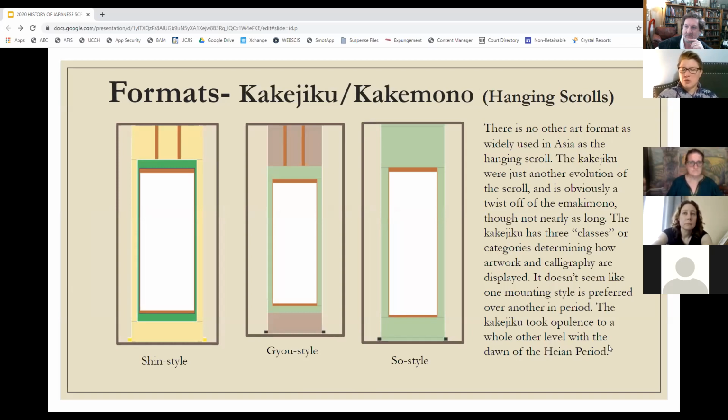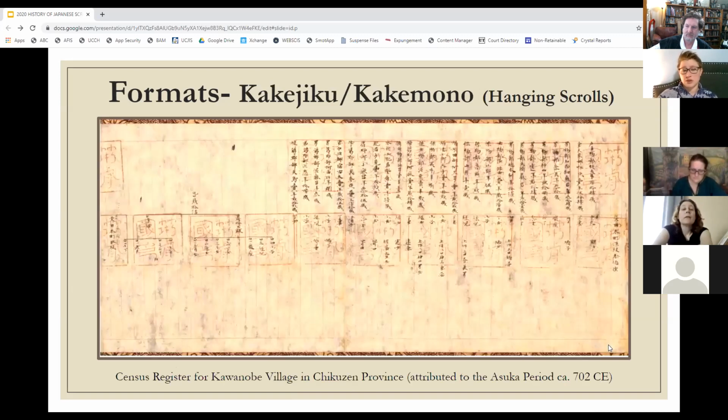It doesn't seem like one mounting style is preferred over another in period. So with the mounting styles, a lot of times they determine this is more appropriate for religious purposes, and this is less appropriate for calligraphy. So it just depended on what it was used for, but it doesn't really seem like they preferred one over the other. Now, the kakejiku really took opulence to a whole other level with the dawn of the Heian period. That's when it really came into its own.